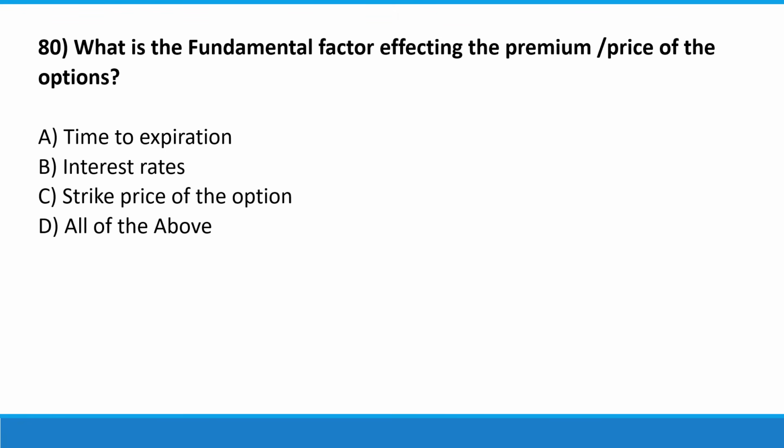What is the fundamental factor affecting the premium or price of the options? Option A, time to expiration, option B, interest rates, option C, strike price of the option, and option D, all of the above. The correct answer is option D, all of the above.